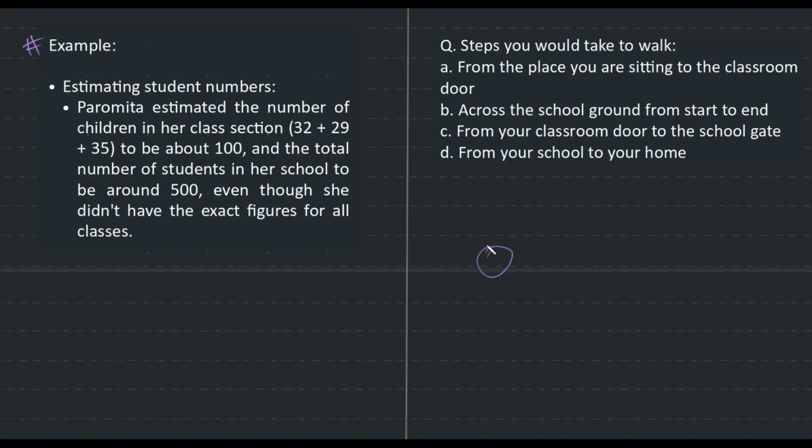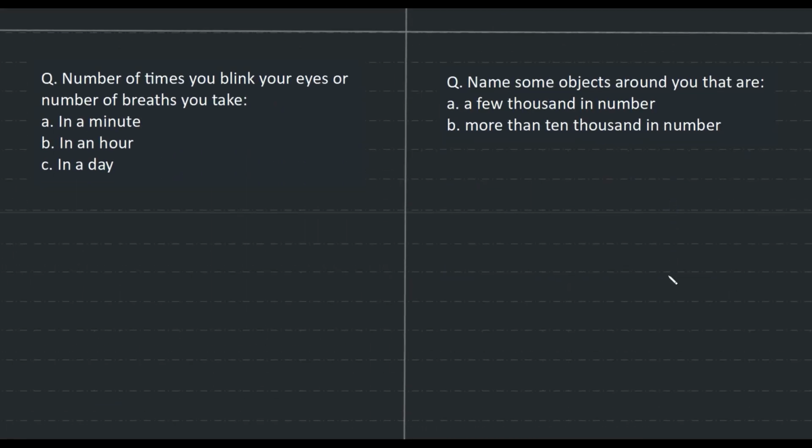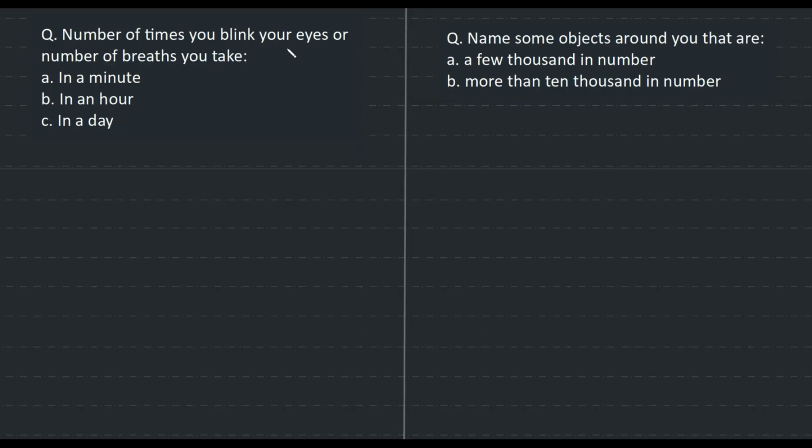So do that, have a rough estimate and see what is the exact answer. Even then, you will not be getting an exact answer per se because there are a lot of variables. And so you will end up giving a rough estimate. Number of times you blink your eye or number of breaths you take in a minute, an hour, in a day.